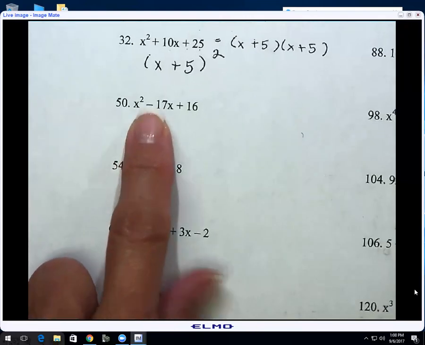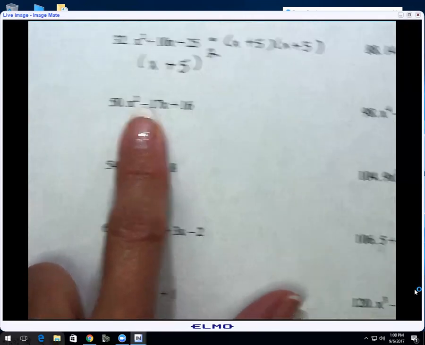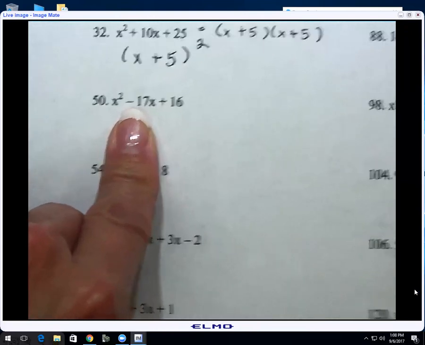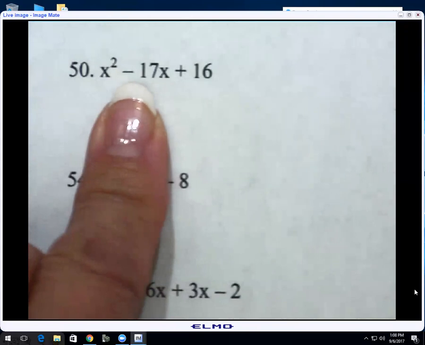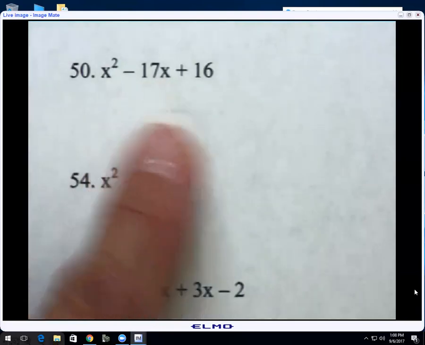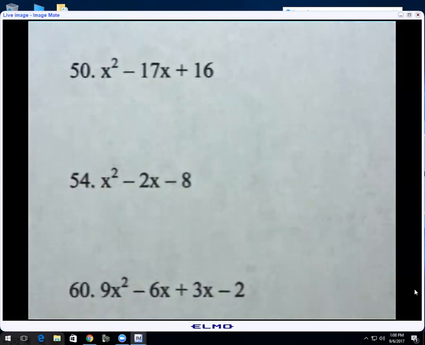Number 50. What's the first thing I think? First thing I always think: greatest common factor. Is there a greatest common factor on number 50? Nope. Second thing I think is, how many terms does it have? It's a trinomial. And when I see a trinomial, the first thing I think is, hey, could it be a perfect square trinomial? Because those are easy.